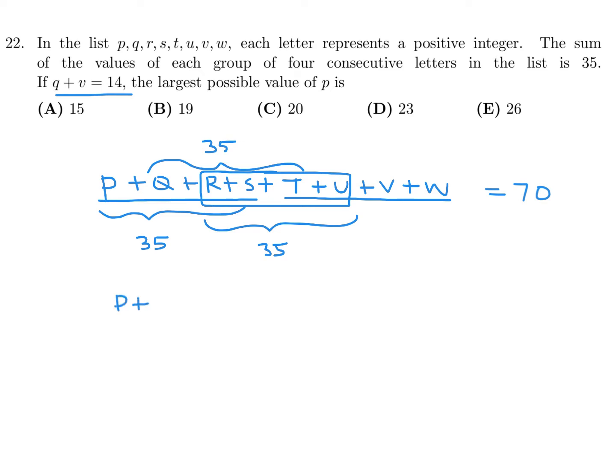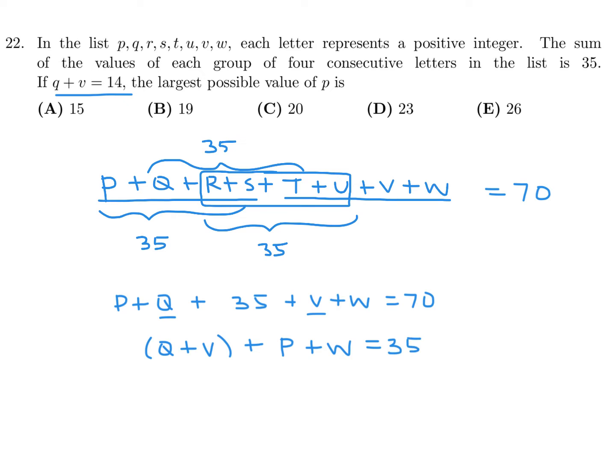So I'll put P, Q, and 35 for those 4, and then V plus W. And then that's 70. Then Q plus V I'll group together, which takes care of the Q and the V. I'll put the P and the W here, and that's going to be 35 when you bring the 35 over to the other side. Q plus V, they told me, is 14. So I've narrowed it down to 2 variables, which means P plus W is 21.